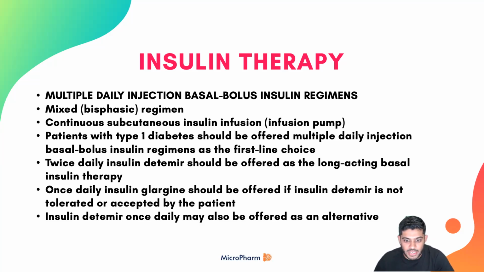So patients with type 1 diabetes should be offered a basal bolus. The first line is twice daily insulin detemir. Why do we say twice daily insulin detemir rather than once daily? What type of insulin is insulin detemir? It's a long-acting insulin. How often do we give long-acting insulins? How many times a day?